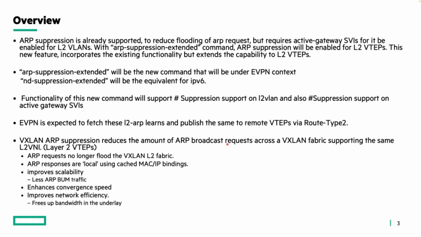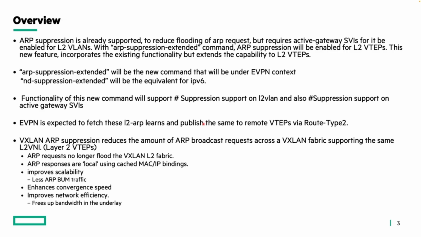So we know that ARP suppression is already supported. It started support in 10.06. This is to reduce flooding of ARP requests, but it requires SVIs to be enabled on the L2 VLANs. That means if an SVI is configured, ARP suppression is enabled for L2 VLANs, and ARP suppression is not possible if it is not configured for them.